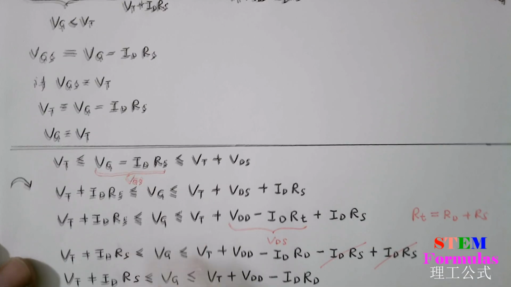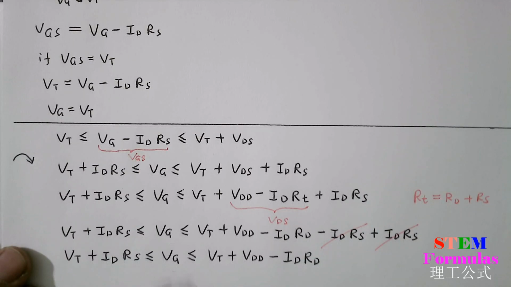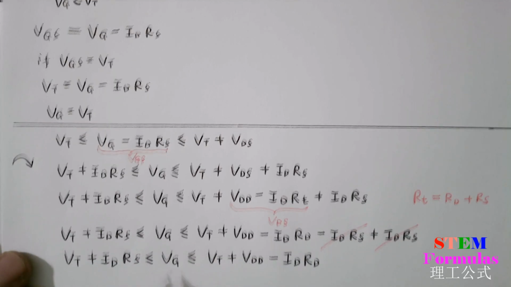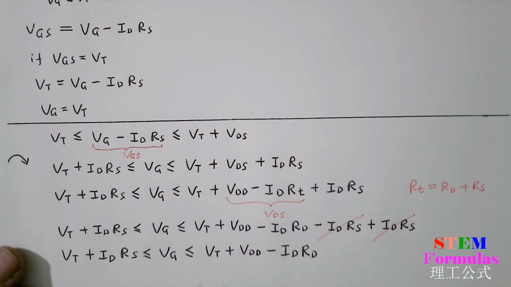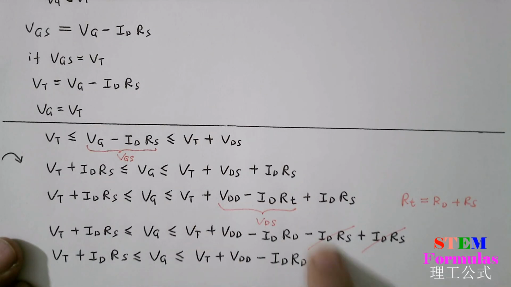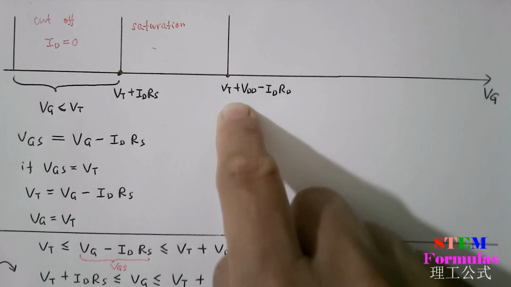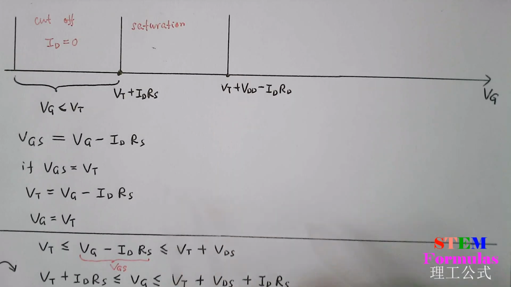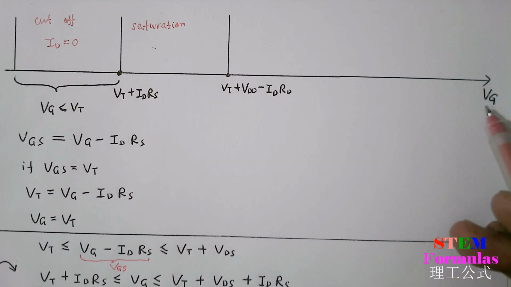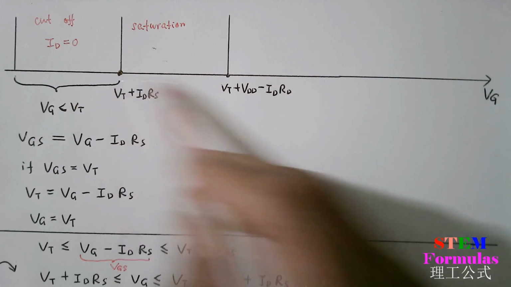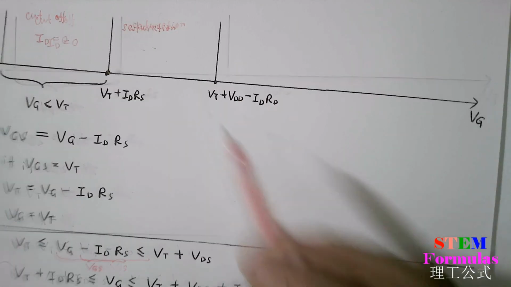So I just change VG. I want to find the range for VG. So now I found it. The range for VG on the left side is this one, on the right side is this one. So I copied this quantity on here, and this quantity on here. Now I found for the saturation region what VG value will be in this area.